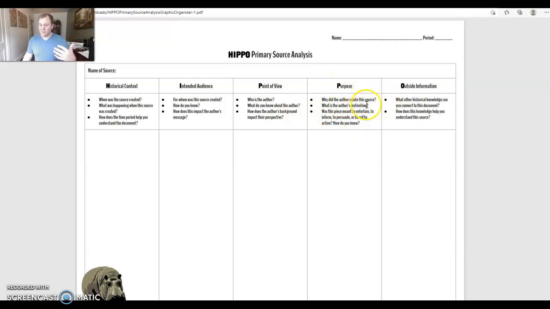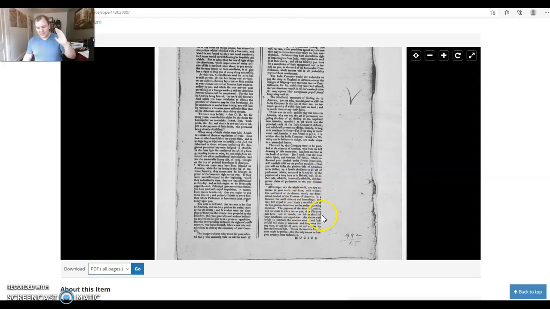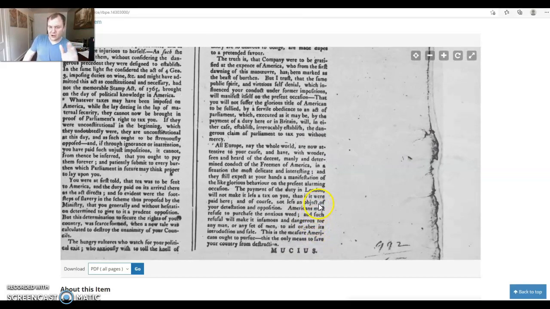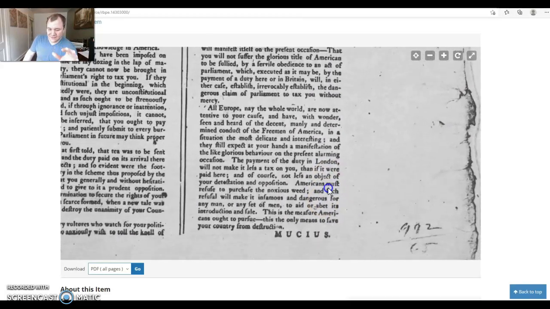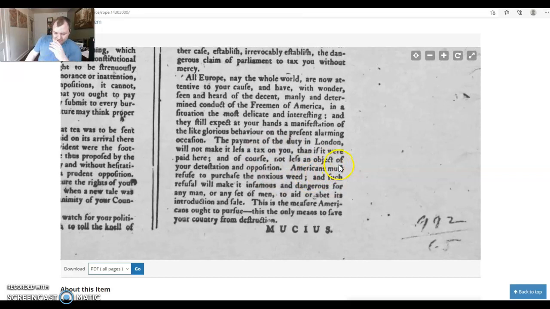Moving on, because we're getting a little bit short on time with this video. Purpose. If you go into here, as far as purpose goes, the first thing you want to look for really is a call to action, right? And in this, you don't really find a call to action until the end. So if you see right here where he says, Americans must refuse to purchase the noxious weed, referring to tea, and such refusal will make it infamous and dangerous for any man or any set of men to aid or abet its introduction and sale. All right, so right there is his call to action.